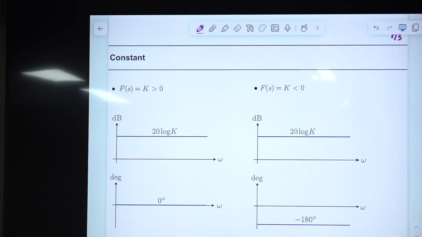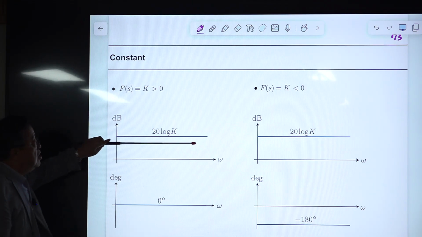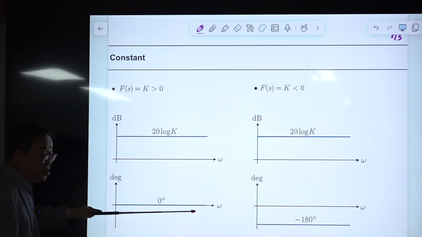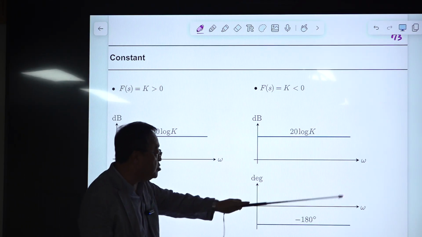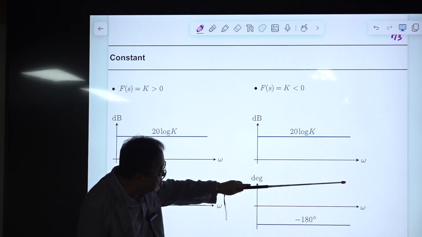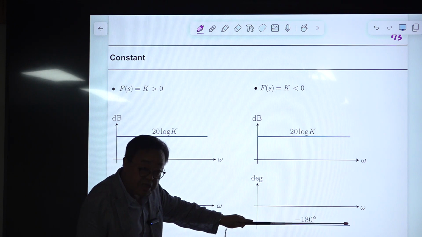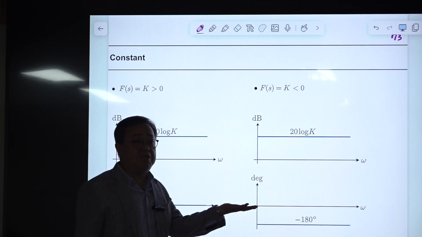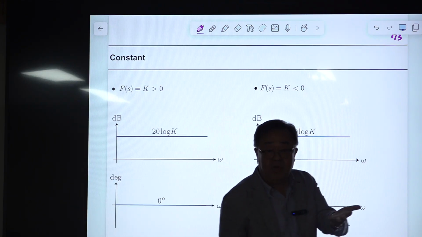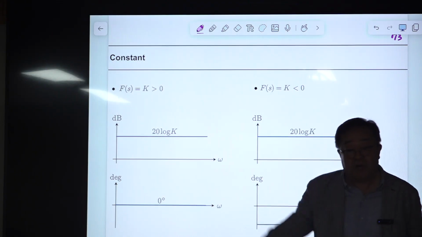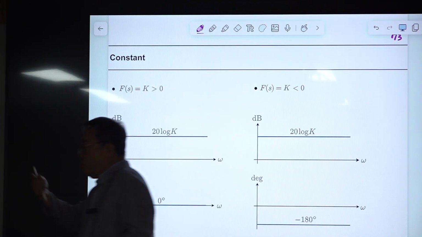This is very easy. This is a constant. If the constant is k, the magnitude is 20 log k. If k is positive, the phase remains 0. If it is negative, the phase becomes minus 180 degrees. The 180 degrees is the same as minus 180 degrees because it's rotating, but use this one. If the phase is coming from 0, then you go up; otherwise, you go down. They meet together because this vector is rotating.